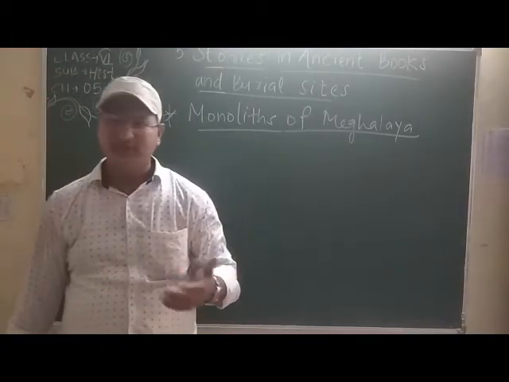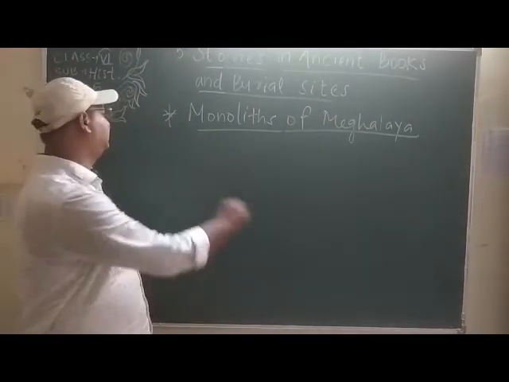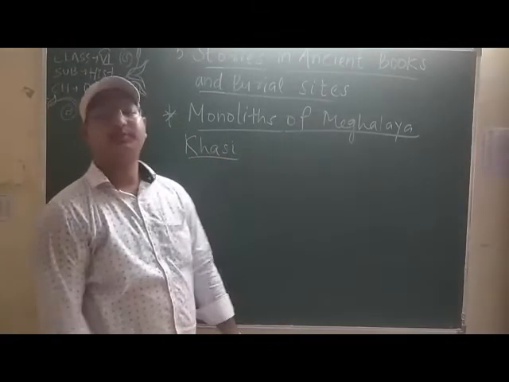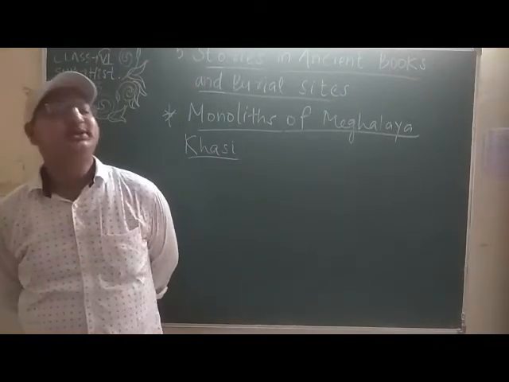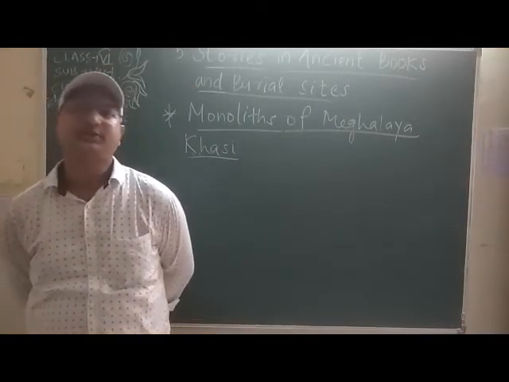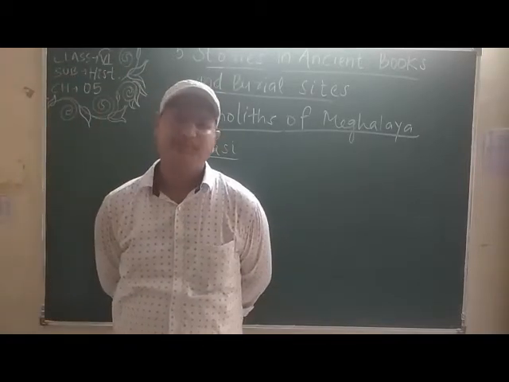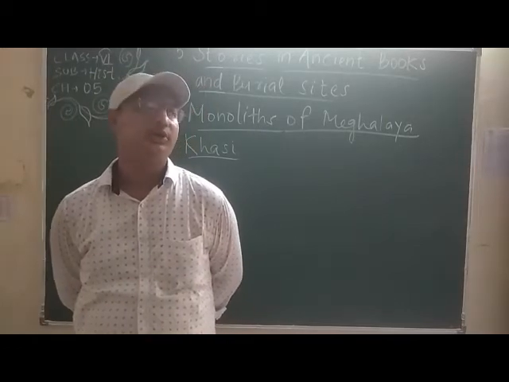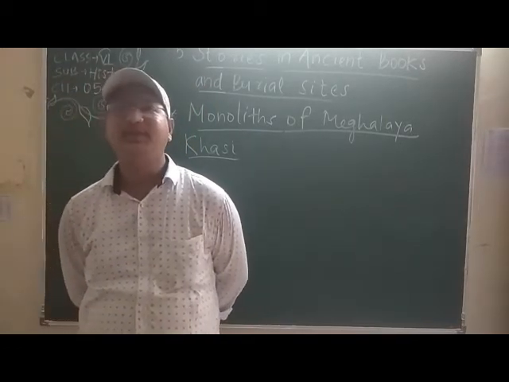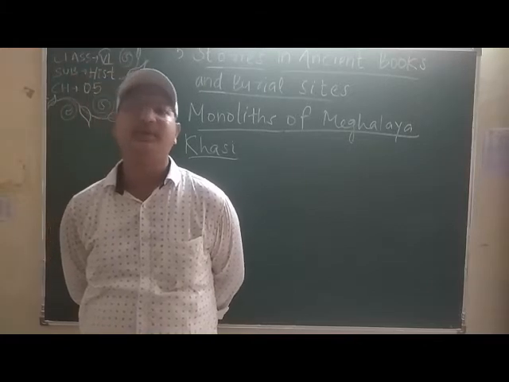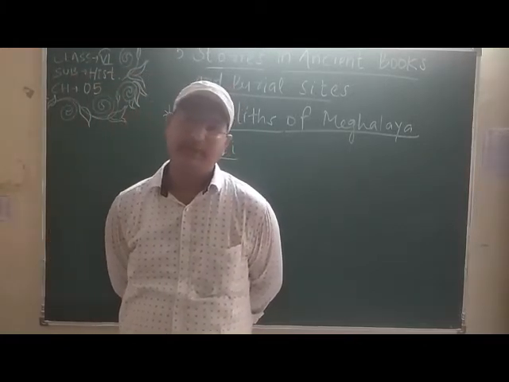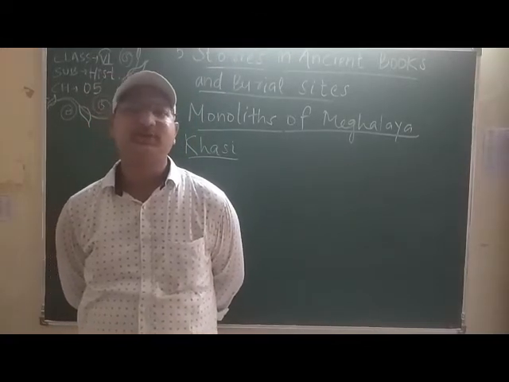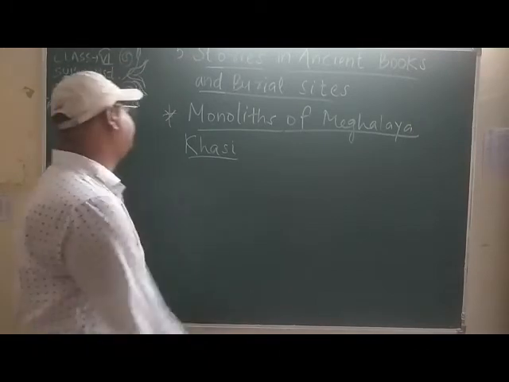Especially, we will study about the particular two tribes, that is the Khasi. Khasi hills of Meghalaya are famous for several monoliths and table stones. Students, Meghalaya is a state in the northeast. The majority of the monoliths present here were built in memory of some special people. In the Khasi Hills, there are a number of ancient monoliths and table stones. The largest cluster of monoliths is in Nartiang village.